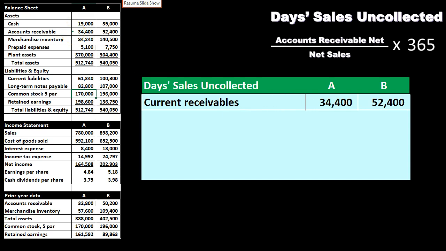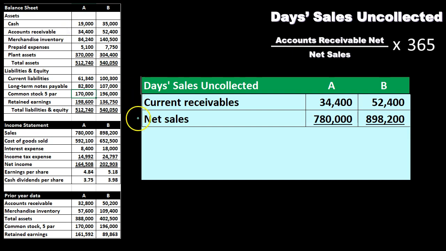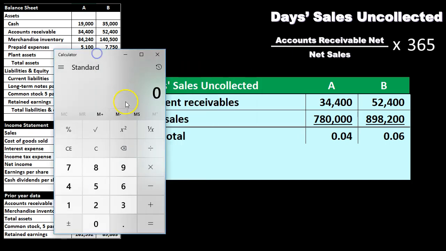And here they are, the $34,400. We're going to take that and divide it by the net sales. The net sales are going to be on the income statement. So here's our net sales. We're going to divide those out, and we're going to get the subtotal, in our case, of the 0.04.